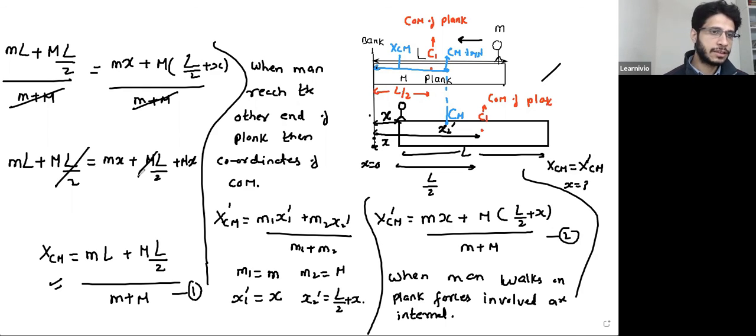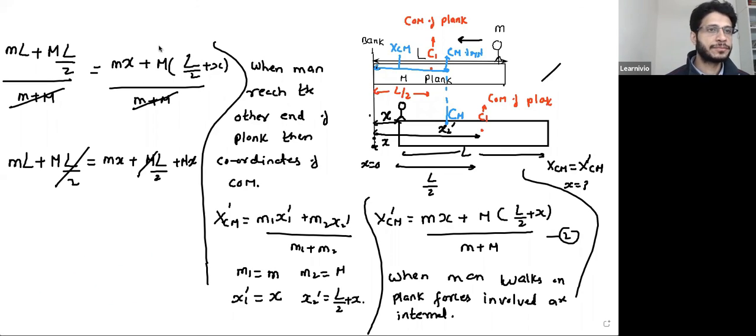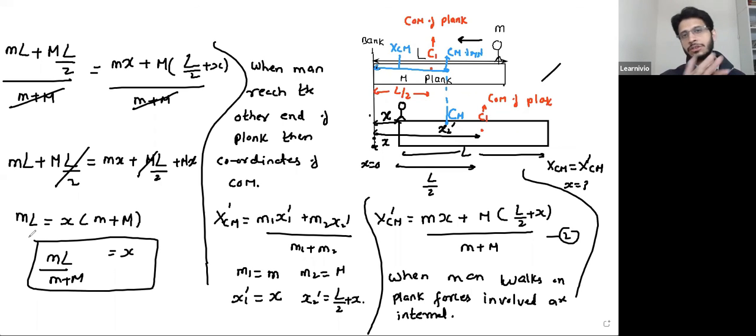So cancel this thing with this thing. Oh, okay, small m and capital M are two different things. You're mixing small m and capital M. This is ml. You can take x as common. This is small m plus capital M. You can't write this as 2m. Small m and capital M are different masses. So that's ml by m plus M. So the distance through which this plank will move is ml by m plus M.